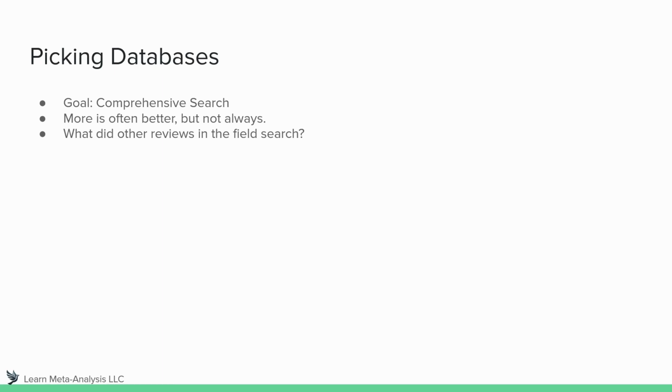So one of the ways that you can go about doing this is to first look and see what other reviewers in the field have searched. So find other systematic reviews or meta-analyses in your field, see what databases they said they searched, and start there. That is not the ending point. That is simply a starting point.